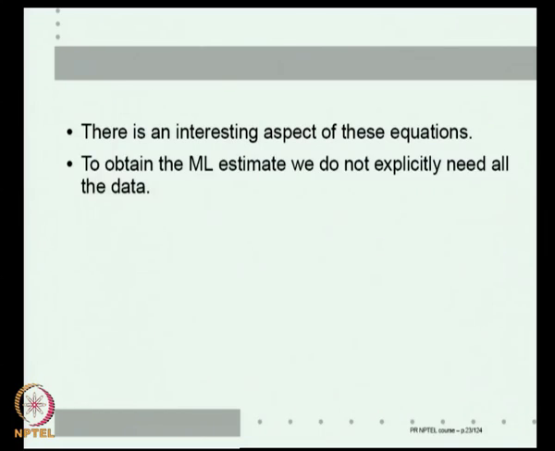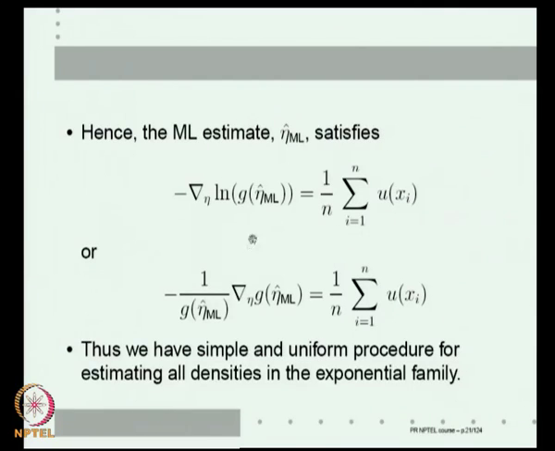What is that? To obtain the ML estimates, we have to solve this equation. Right? In solving this equation, I do not need individual x I. If somebody gives me summation I equal to 1 to n u x I, that is good enough. So, the only way data affects my ML estimate is in terms of summation I equal to 1 to n u x I.